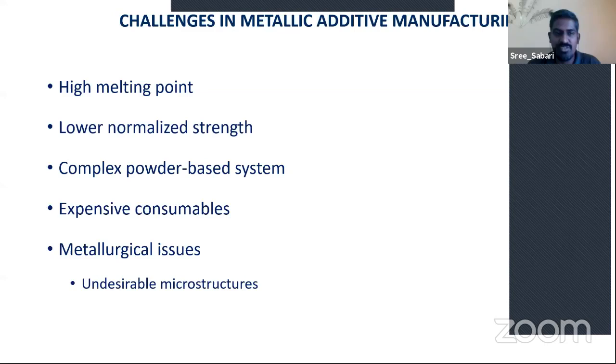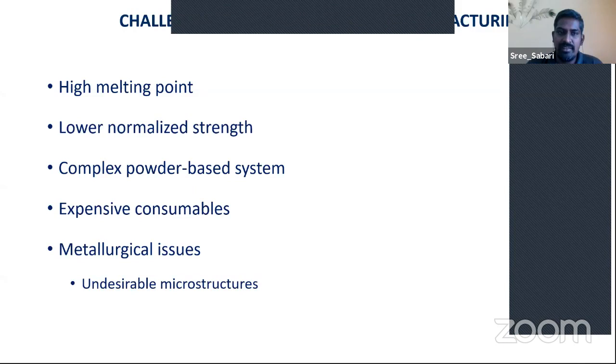The very first thing is the high melting point. Compared to polymer-based products, metallic products have a high melting point. So you need a very big heat source in order to melt the metallic powders or metallic fillers or metallic electrodes. So the working temperature is itself a challenge there.